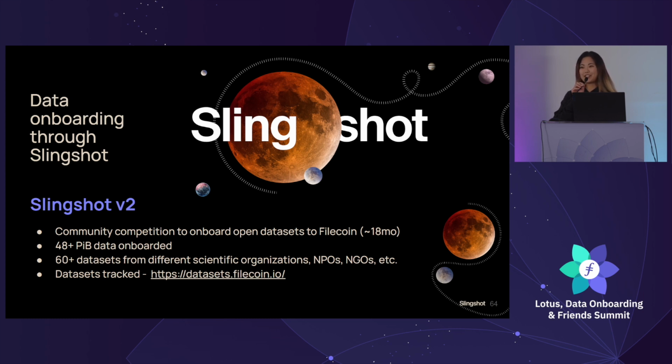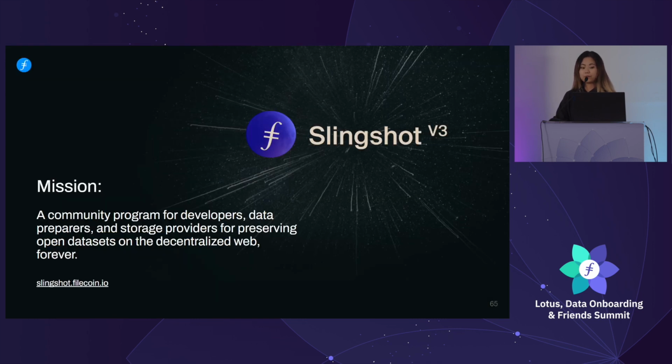So to recap what Slingshot is, it's a program that's been running for 18 months now, around 2 years. We have already onboarded 48 pips of data, and there are more than 60 data sets from all different organizations, open data sets, public data sets. And you can see what data sets we've stored on datasets.filecoin.io. And the mission of Slingshot is to preserve humanity's most important data.